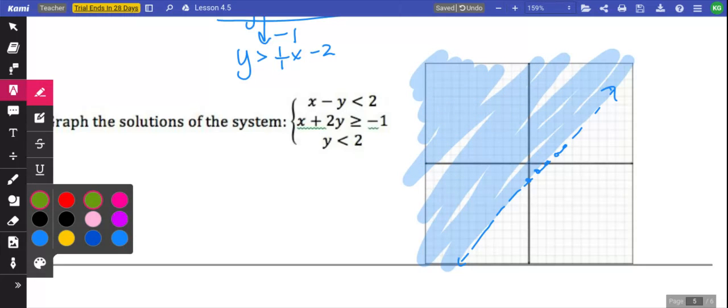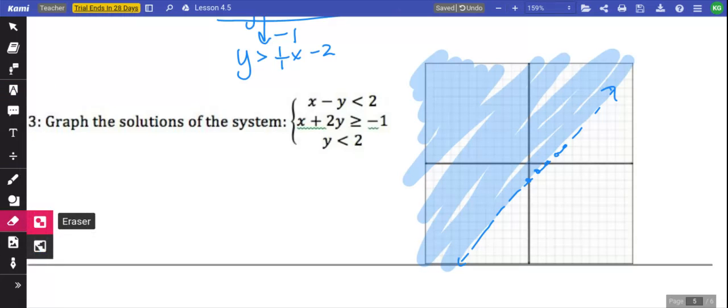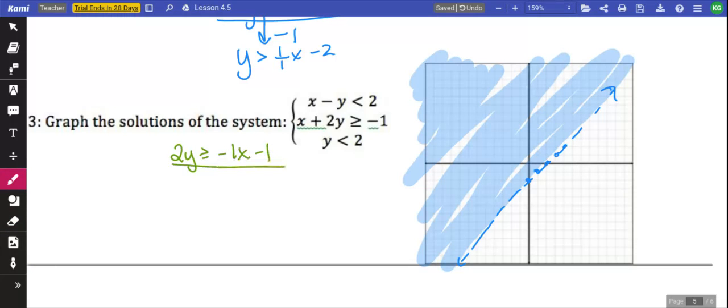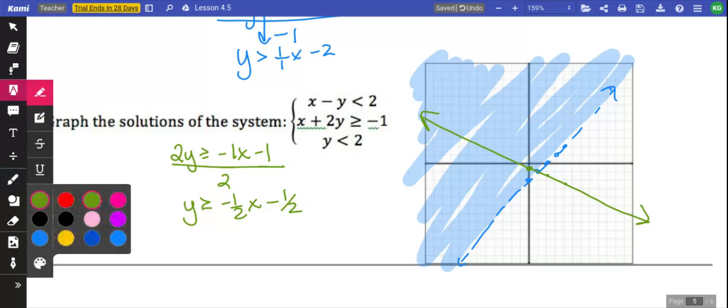On the second one, I'm going to subtract the x first. So that would give me 2y is greater than or equal to negative 1x minus 1. Divide everything by 2. And that would give me negative 1/2 x minus half. So I'm going to start at negative half and then go down 1 over 2. This one is solid. And it's greater than, so I'm going to shade above.